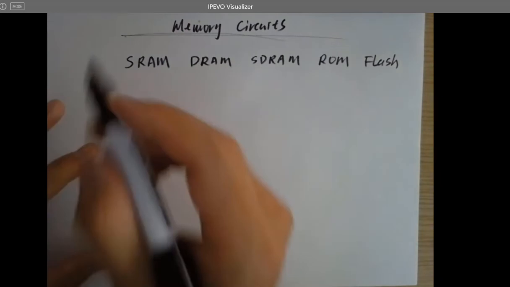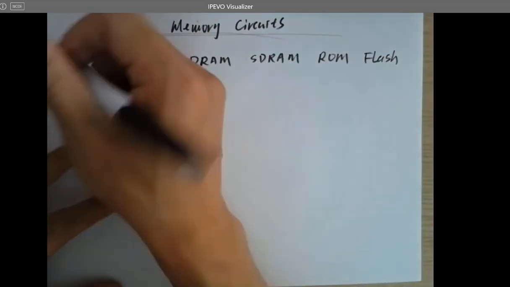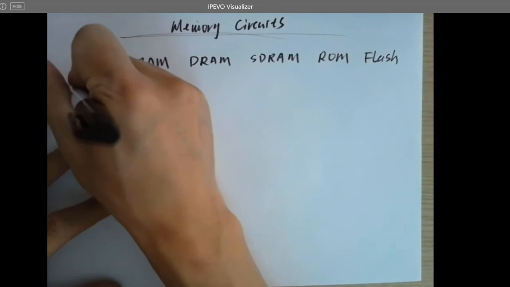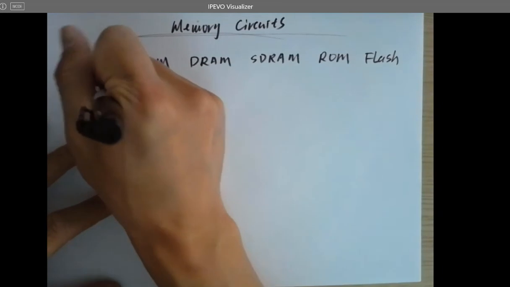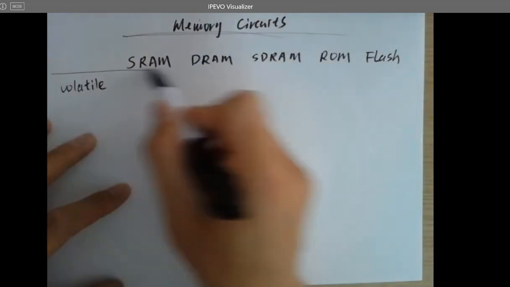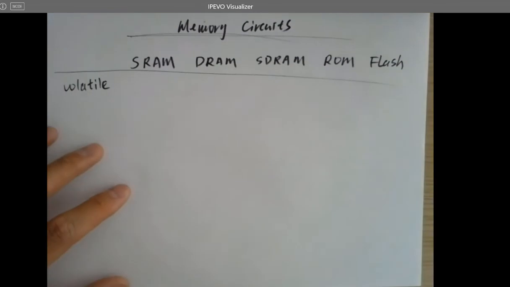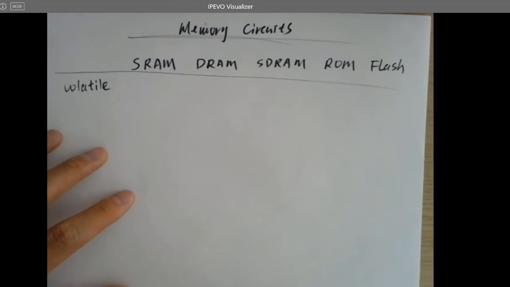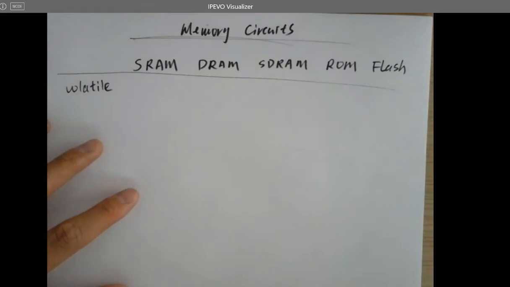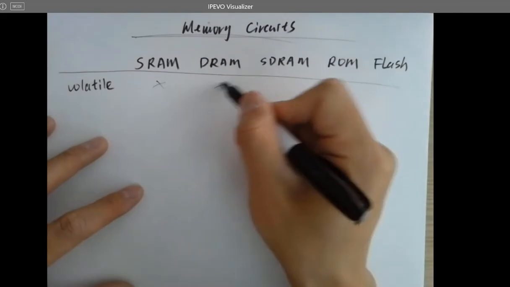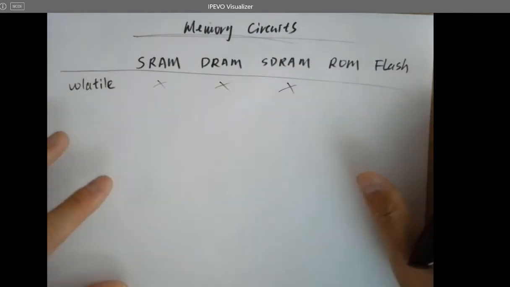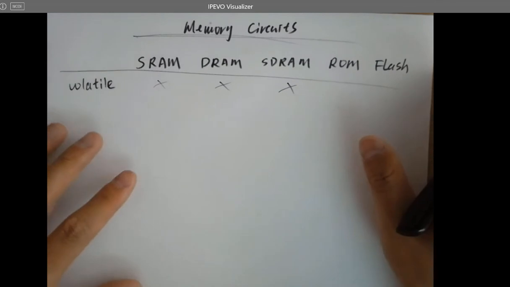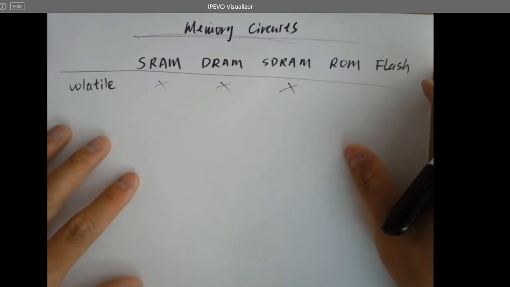The first concept is volatile or not. Which one is volatile, which one is not? So these are volatile, and why? If you disconnect the circuit from the power supply, you'll lose everything.